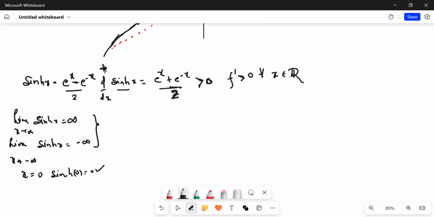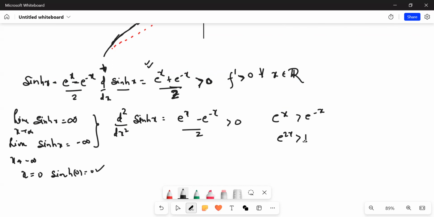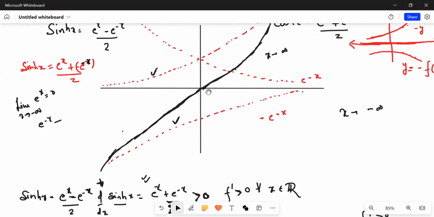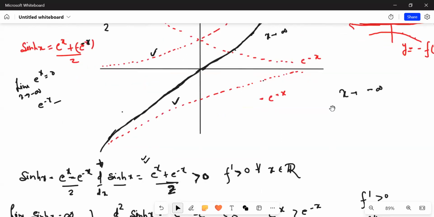This is one thing. Now, if I want to take the double derivative, the double derivative would be e power x minus e power minus x divided by 2. Find when it is greater than 0. It would be greater than 0 whenever e power x is greater than e power minus x, or e power 2x is greater than 1, or x is greater than 0. So for all x greater than 0, your function would be increasing at an increasing rate. You can clearly see this was the case here.